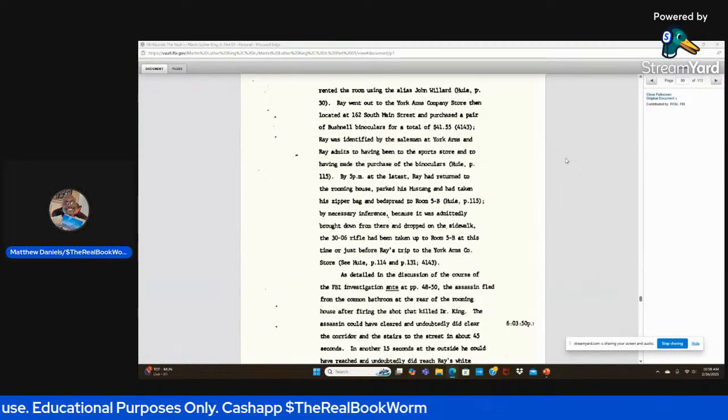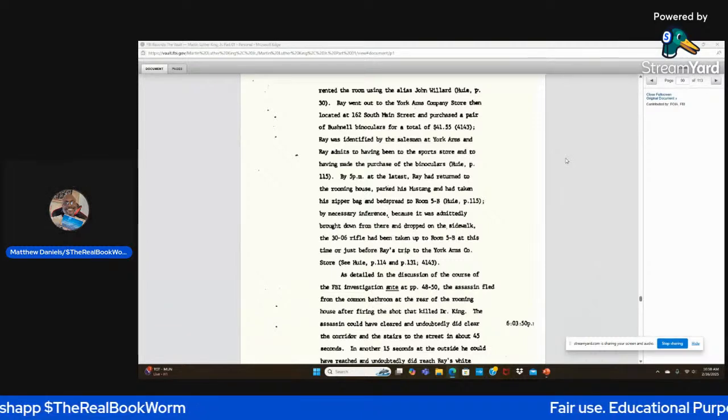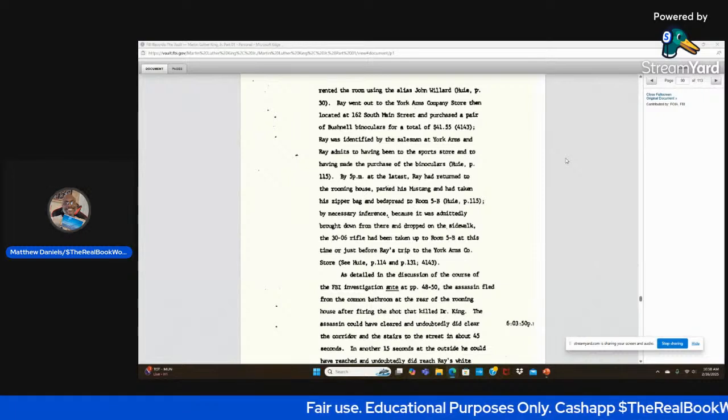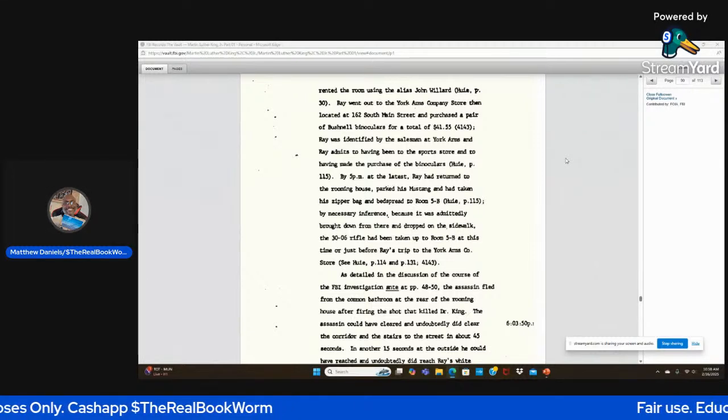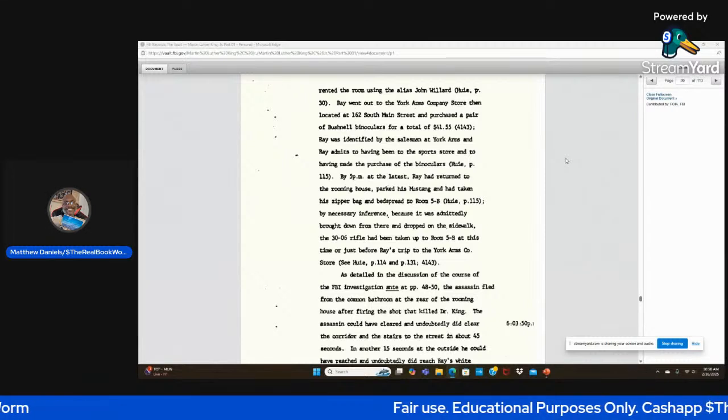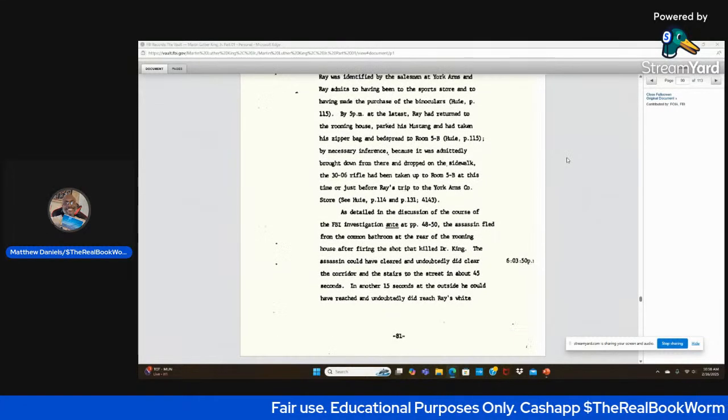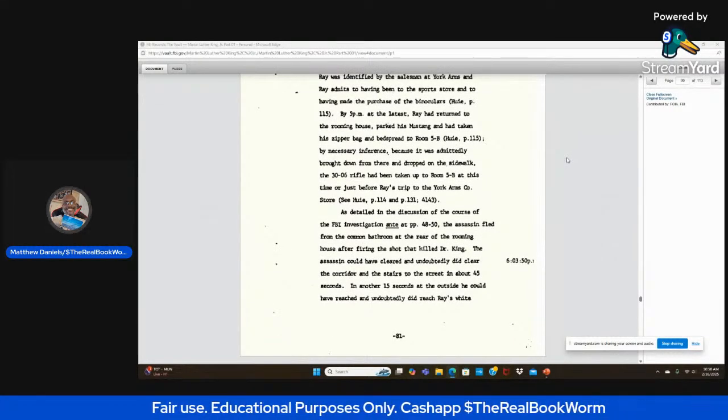What the fudge is Raul doing in Memphis? Why is Raul at the hotel room in Memphis? The same guy he met in Canada. Come on, because Raul is working for the FBI. Raul is working for the FBI.